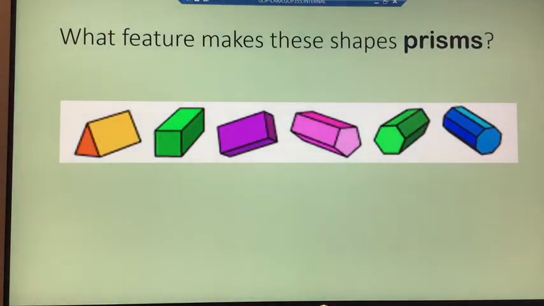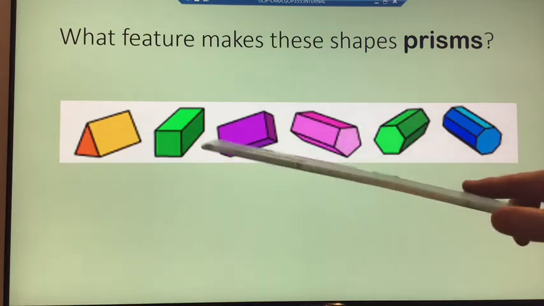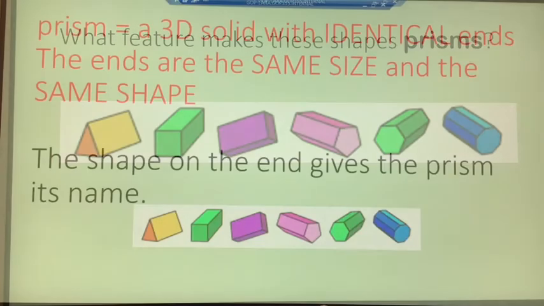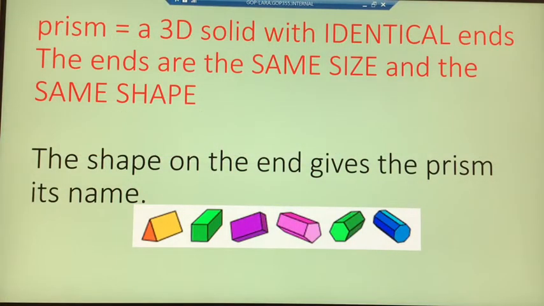Now, our next 3D shape is a prism, and I've got examples along the bottom here of several prisms. What feature makes these shapes prisms? Stop the video and have a think. So, a prism is a 3D solid with identical ends, and that means that the ends are exactly the same size and exactly the same shape.